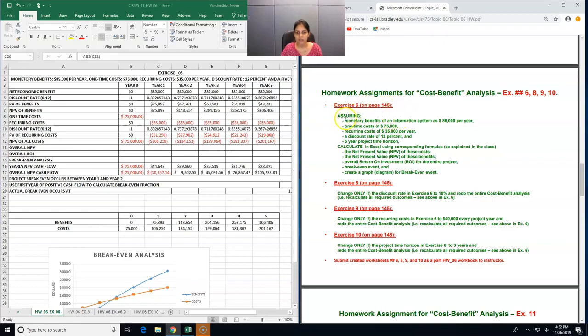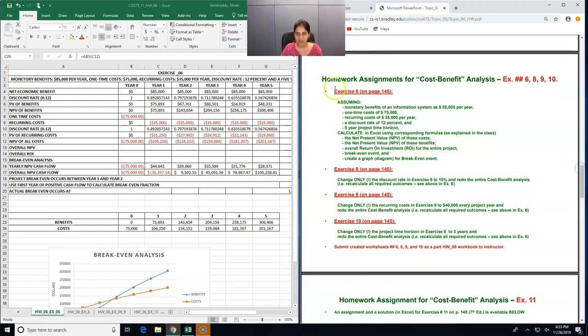Here we are given the question: assume the monetary benefits of an information system as $85,000 per year, one-time costs as $75,000, recurring costs as $35,000 per year, and a discount rate of 12% in a 5-year project time horizon. Assuming these values, we should calculate in Excel using formulas the net present value of these costs and the net present value of these benefits. We should calculate the overall return on investment, that is ROI, for the entire project, the break-even event as to when the exact break-even occurs, and finally create a graph for the break-even event.